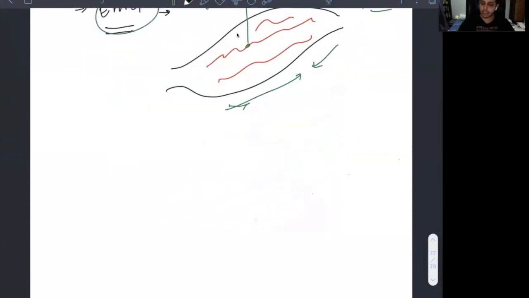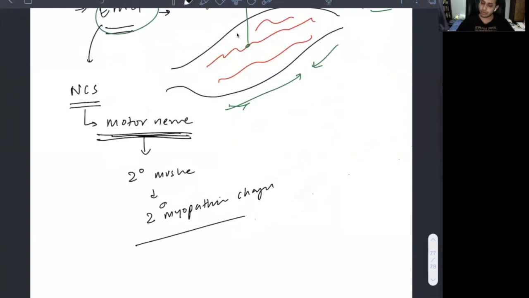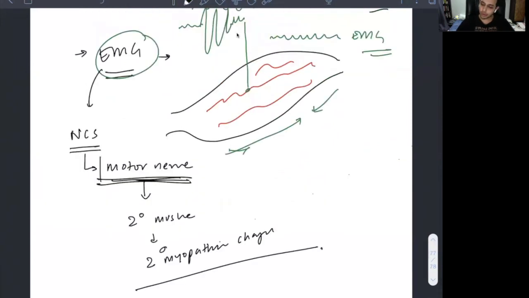And along with EMG, we also do a nerve conduction study, because this is to rule out whether there is any associated motor nerve involvement. Because as we discussed yesterday, if there is a primary motor nerve involvement, because of secondary muscle damage, you can have secondary myopathic changes. So it's always important to rule out whether it is a motor neuropathy or a primary muscle disorder.